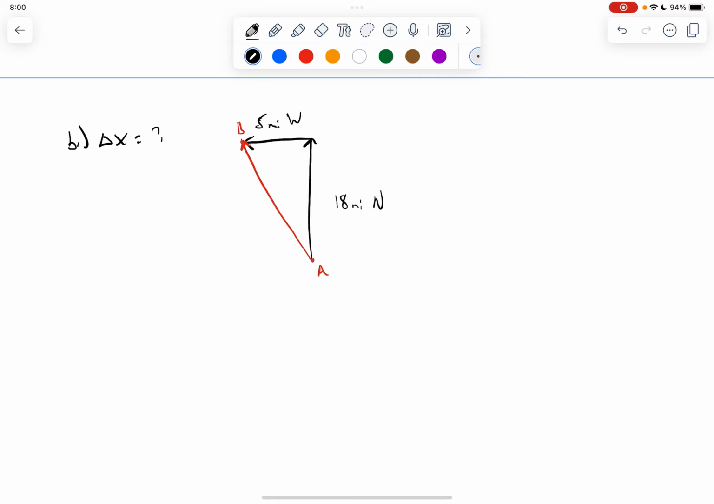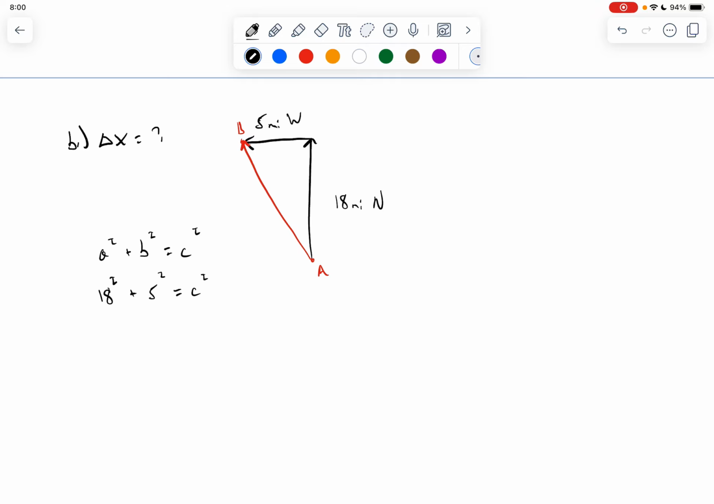So using our Pythagorean theorem of A squared plus B squared being equal to C squared, we're looking at the 18 and the 5. Those are our two sides, A and B. It really doesn't matter which one we call A and which one we call B. So let's make 18 our side A, and the 5 miles our side B. So we have 18 squared plus 5 squared is equal to C squared.